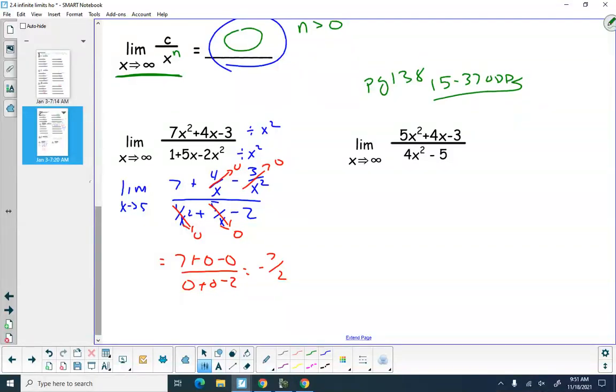Well, what do you come up with? 5/4. 5/4. Now what you should be able to do is on page 138, your 15 to 37.